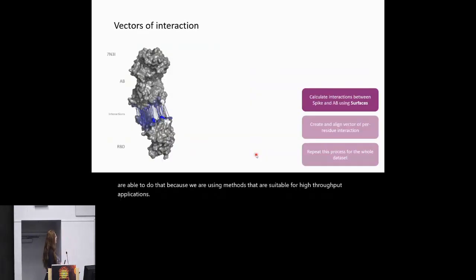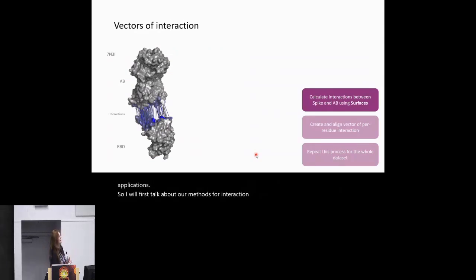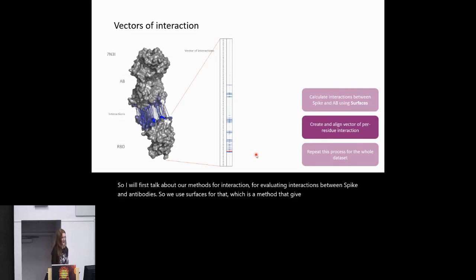So I will first talk about our methods for evaluating interactions between spike and antibodies. We use surfaces for that, which is a method that gives us a vector of interaction because it evaluates the pair residual interaction between 2 or more chains of a protein. And here, for example, you can see that this receptor binding domain has many different residues, and those residues have their net interactions with the light and the heavy chain of this particular antibody.